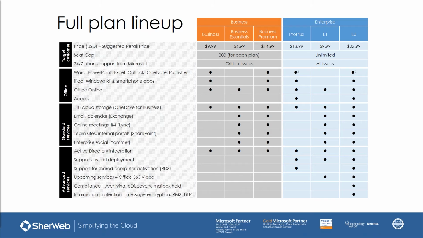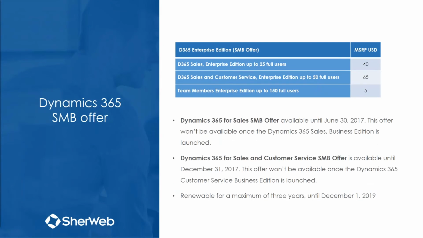Second group is the Business Essentials and Enterprise E1. They are the cloud services, okay? They are what Andrew described as Exchange, SharePoint, Skype for Business. They are really those cloud productivity services, you know, the communication ones. Again, the big difference is the Active Directory integration and some level of security.